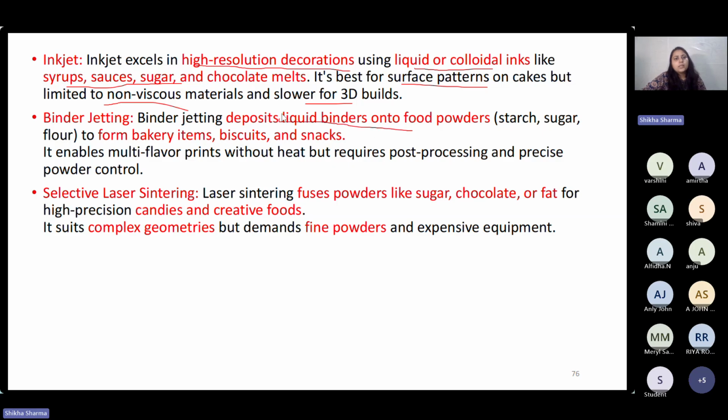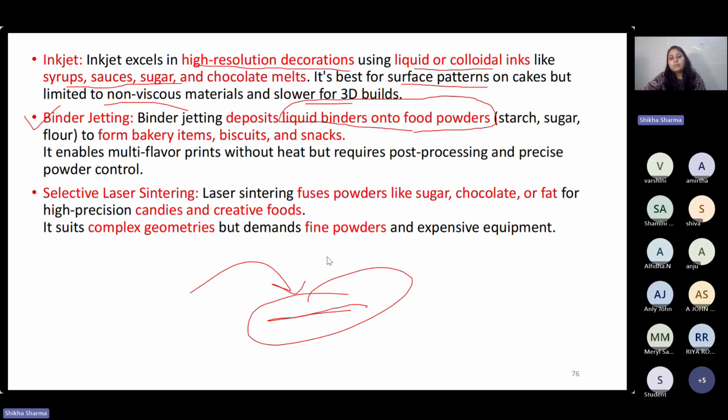And binder jetting basically deposits liquid binders onto the food powder. So the food powders will be there, and in binder jet the liquid binding agent will come and bind the layers, like the starch, sugars, and the flours, to form bakery items, biscuits, and snacks. So it enables multi-flavor prints without heat, but requires post-processing and precision powder control.